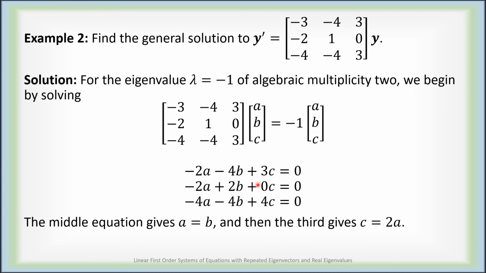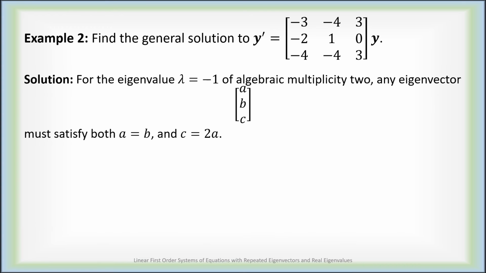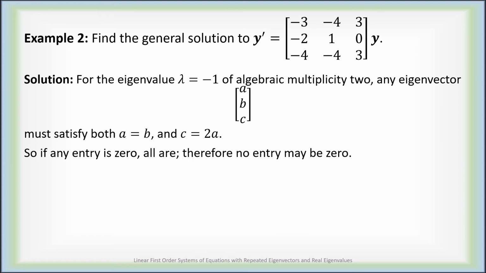The middle equation, with no C in it, directly tells us that A equals B. Once we know that A equals B, the third equation gives us that C is equal to 2A, as does the first. The first and the third are now redundant with one another. So for the eigenvalue of -1, for an eigenvector of the form ABC, we found that we must have A equals B and C is equal to 2A.